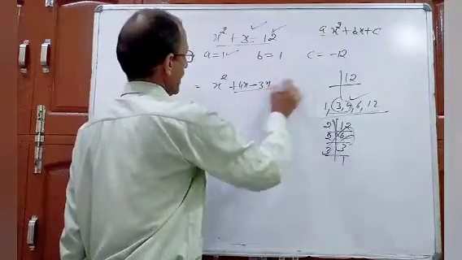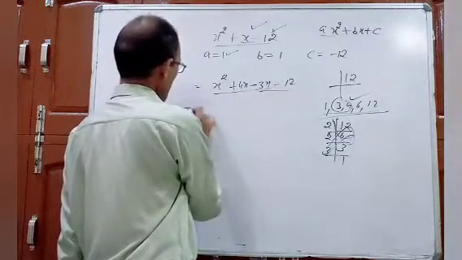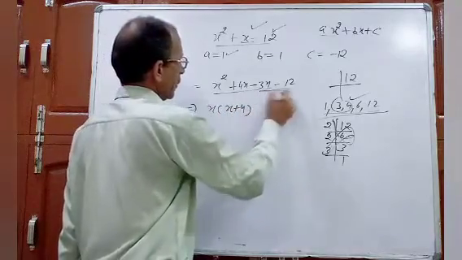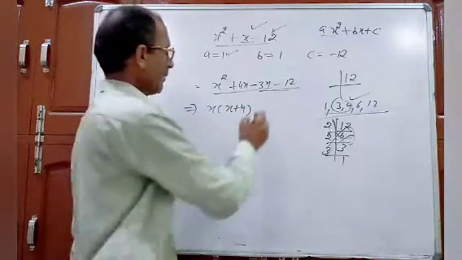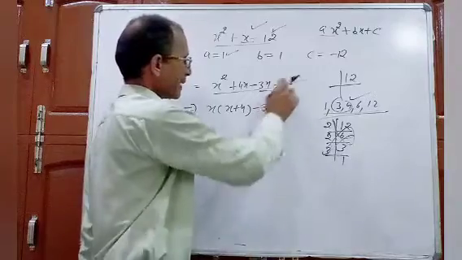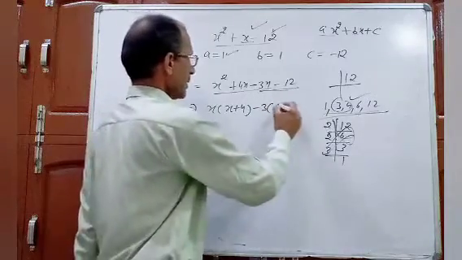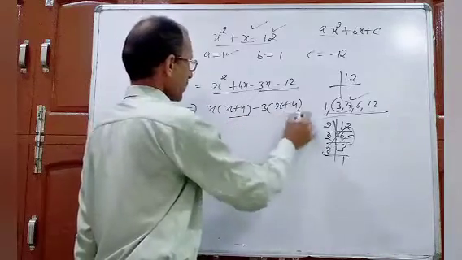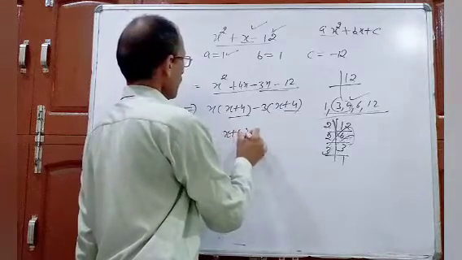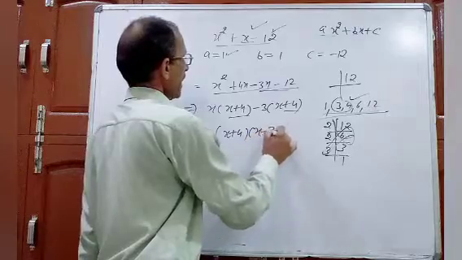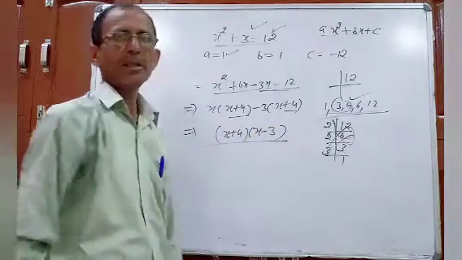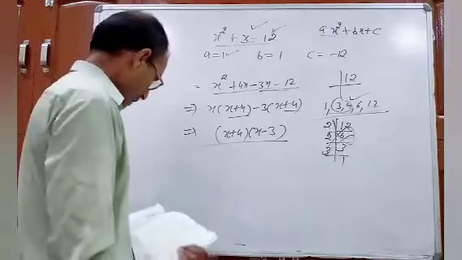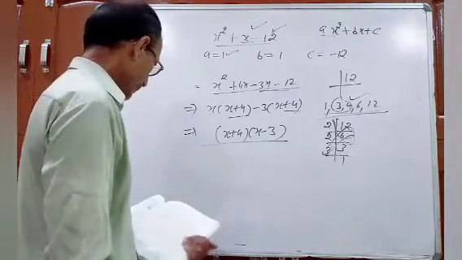From this pair, what is common? x is common, so x plus 4. Same thing from here, minus 3 will be common because minus 3 can divide both the terms. So it will be x plus 4. Again x plus 4 is common: x plus 4 into x minus 3. So these are the factors. Have you understood? Okay.